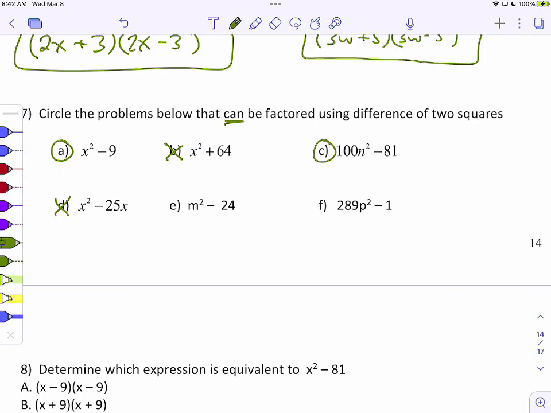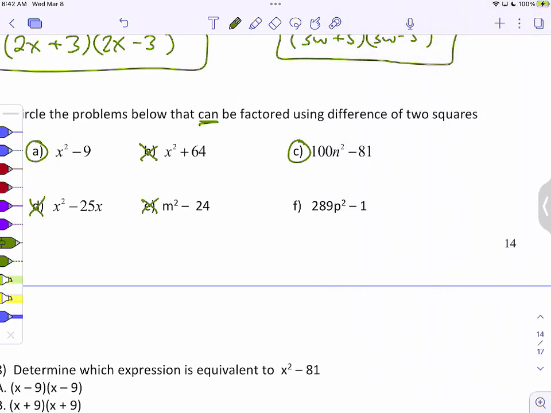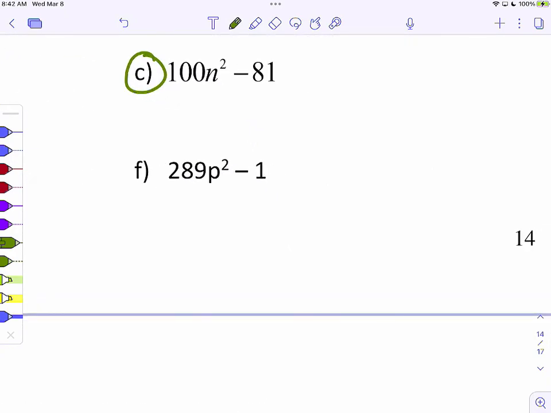What about E? No. Is 24 a perfect square? No, it's not. And if you're not sure, you could just take out your calculator, do square root of 24. If you get a decimal, it's not a perfect square. All right. Try to guess on F. What do you think? Yes or no? Yeah. You think it is? Is 289 a perfect square? What's the square root of 289?